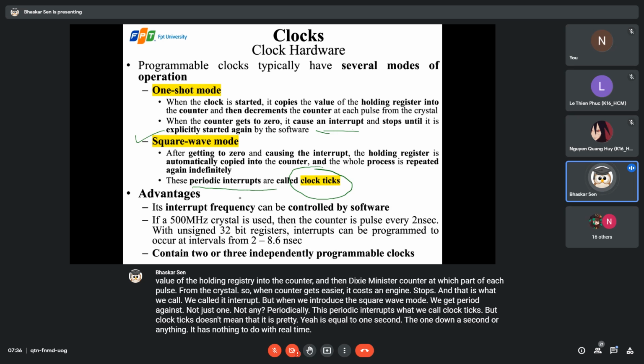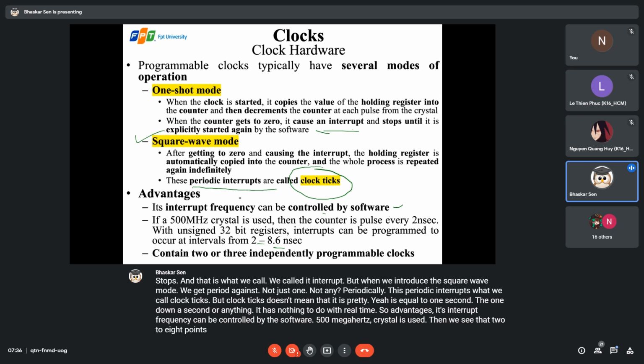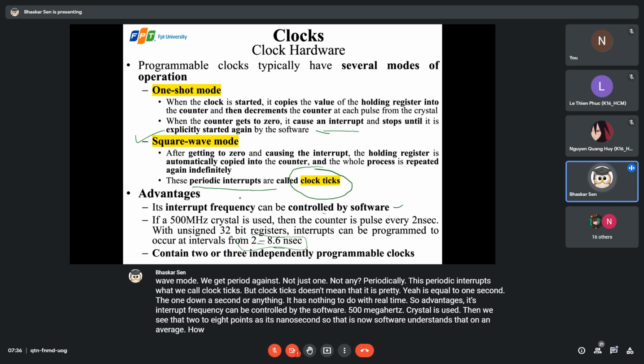So, advantages: its interrupt frequency can be controlled by the software. If a 500 megahertz crystal is used, then we see that it is 2 to 8.6 nanoseconds. So at least now software understands, on average, how much time it takes to perform one single clock tick. That means one cycle of oscillation.